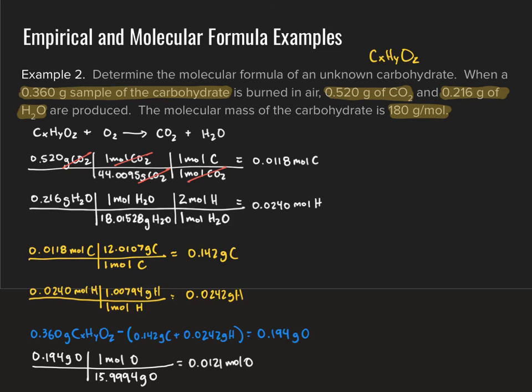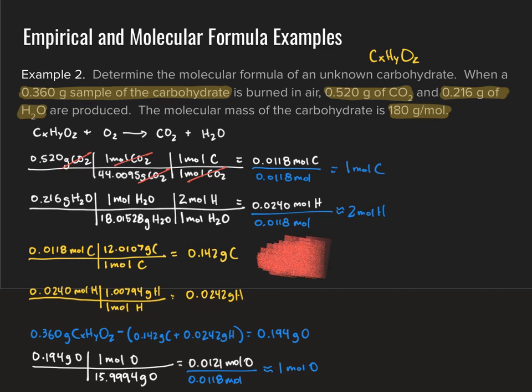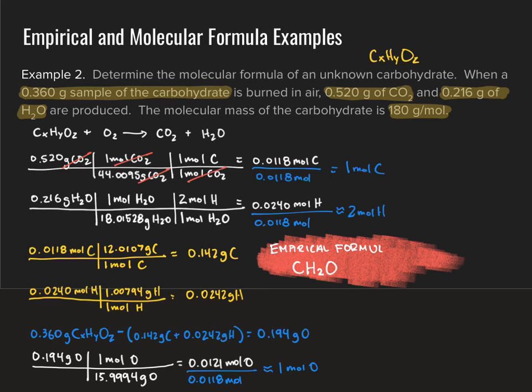So we've got moles. The next step would be to divide everything by the smallest number of moles, which in this case looks to me like this 0.0118 moles here. So I'll divide everything by 0.0118 moles, which gives me a ratio of 1 carbon to 1 oxygen to 2 hydrogens. And that now has got me my empirical formula of CH2O. Not surprisingly, the empirical formula of a carbohydrate. It's essentially carbons bonded to what is essentially the ratio of hydrogen to oxygen within water.